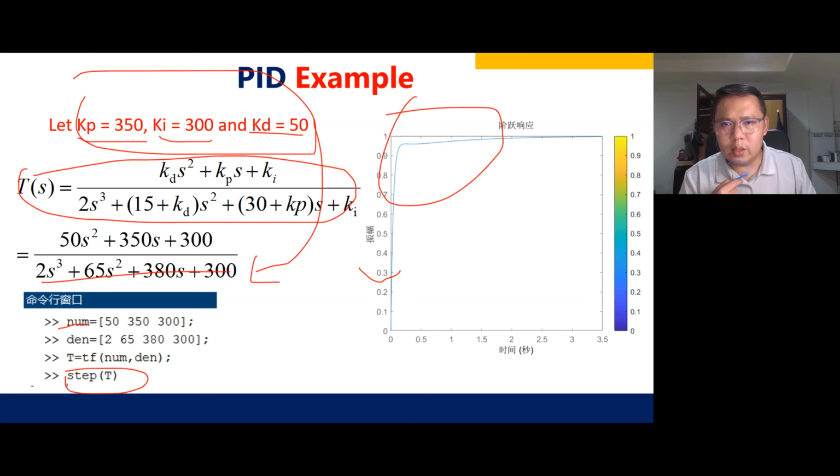So the result is that Kp, Ki, and Kd, the PID controller, work together. So this result is what we want.